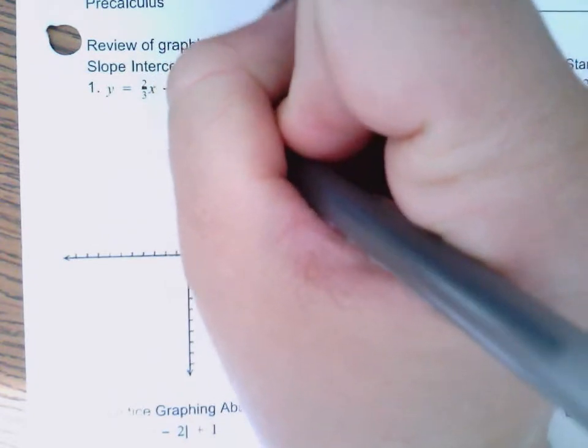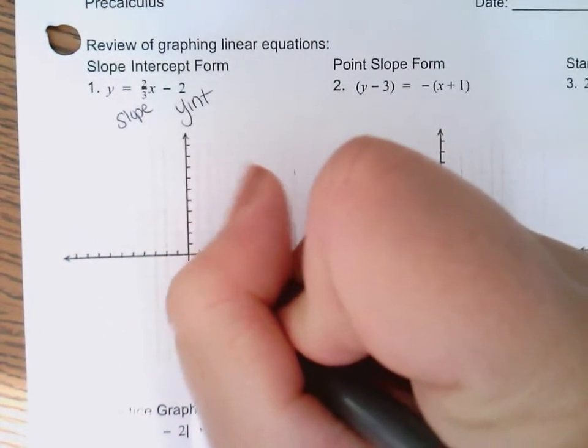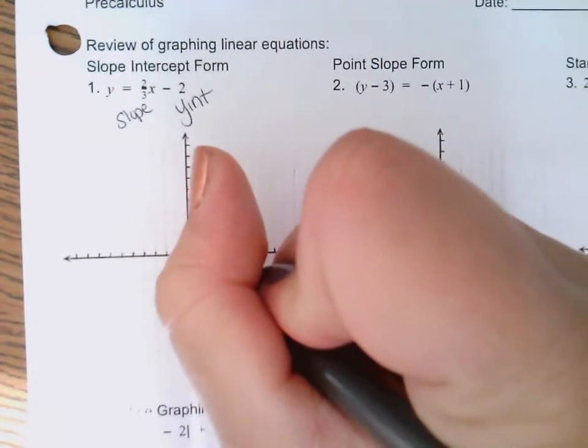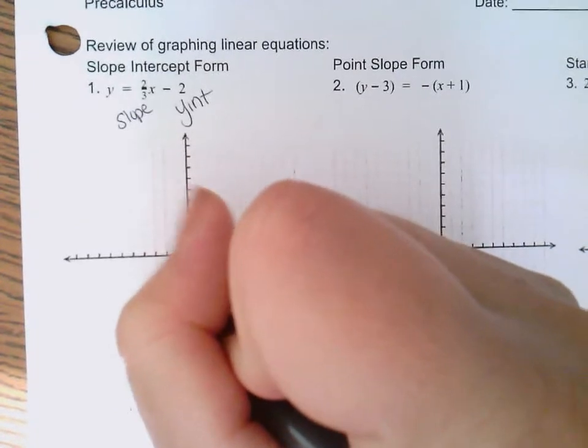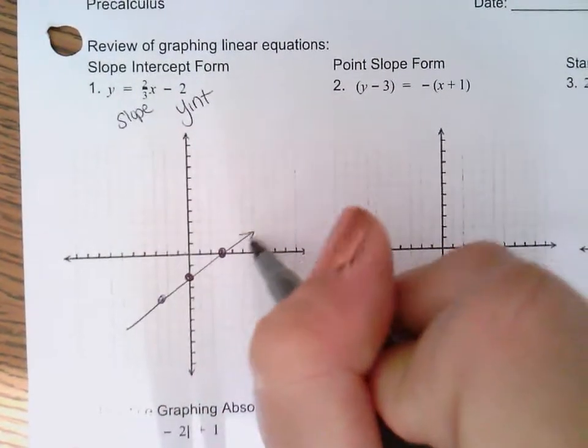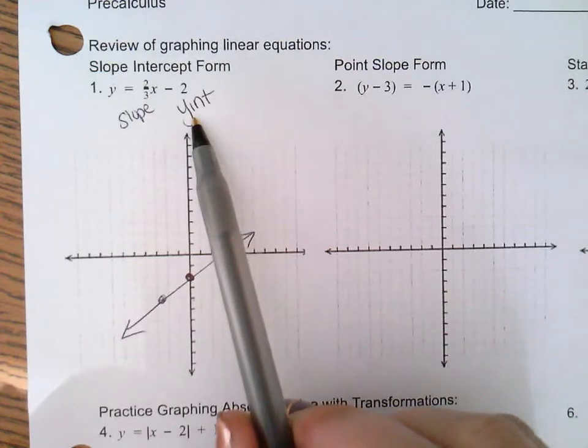So you start with the y-intercept and the slope. The y-intercept is at -2, so I graph that first, and then go up 2 over 3, down 2 over 3. So that's the line, y equals 2/3 x minus 2. So slope-intercept form tells you the slope and the y-intercept.